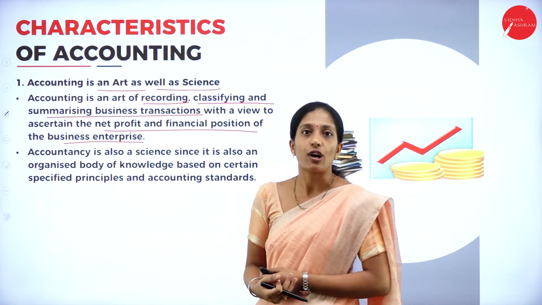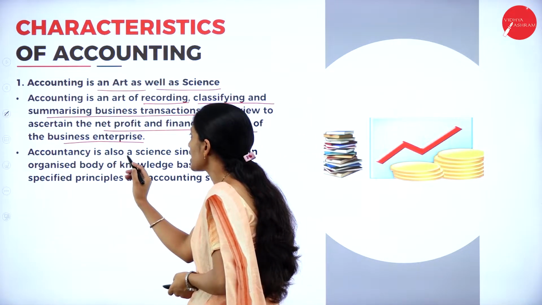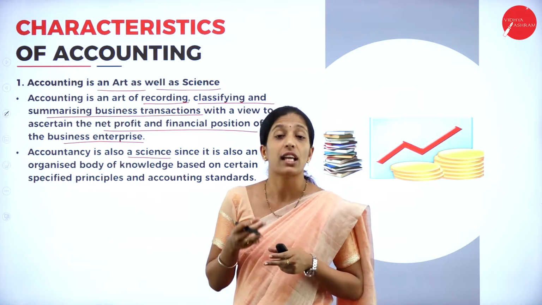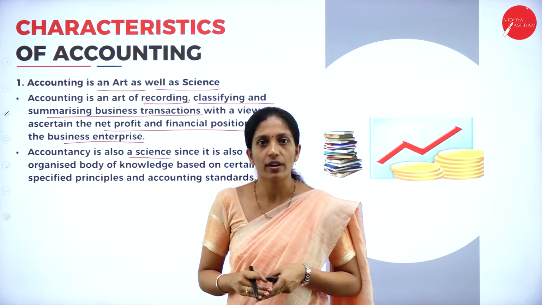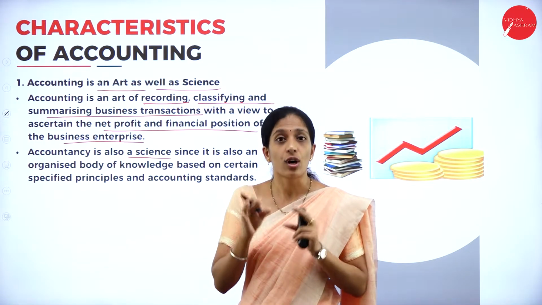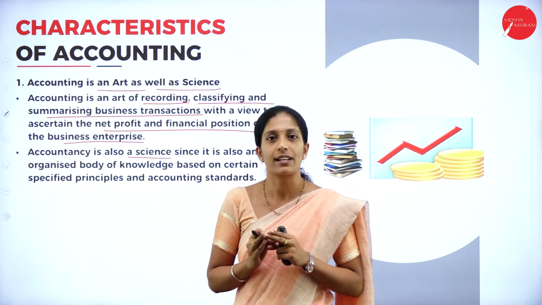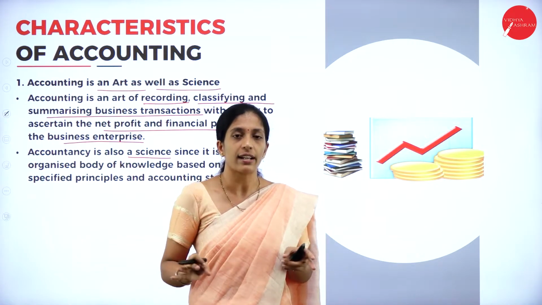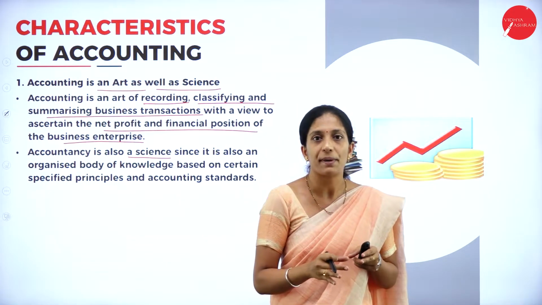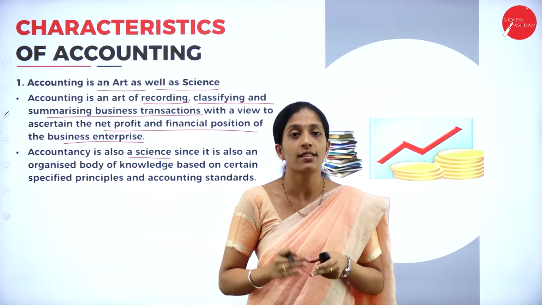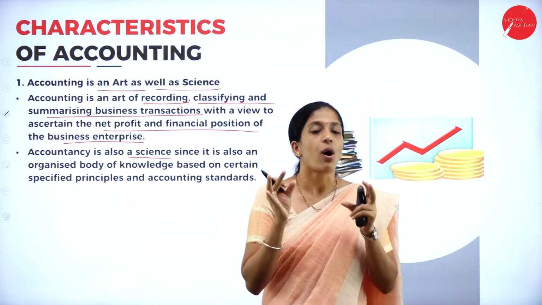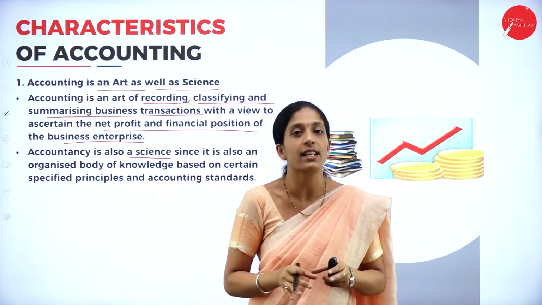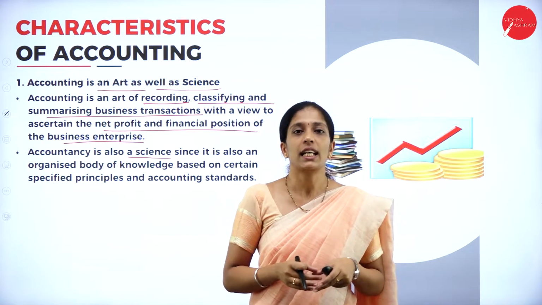Now let us see why it is called a science. Accountancy is also a science because it contains a number of accounting principles and accounting concepts, which we call a body of knowledge. So accountancy is a body of knowledge which contains all the theoretical aspects. It's not just that we are recording the transactions randomly. We have to follow certain principles, concepts, conventions and assumptions. So accounting is called a science because it contains all the theoretical aspects.